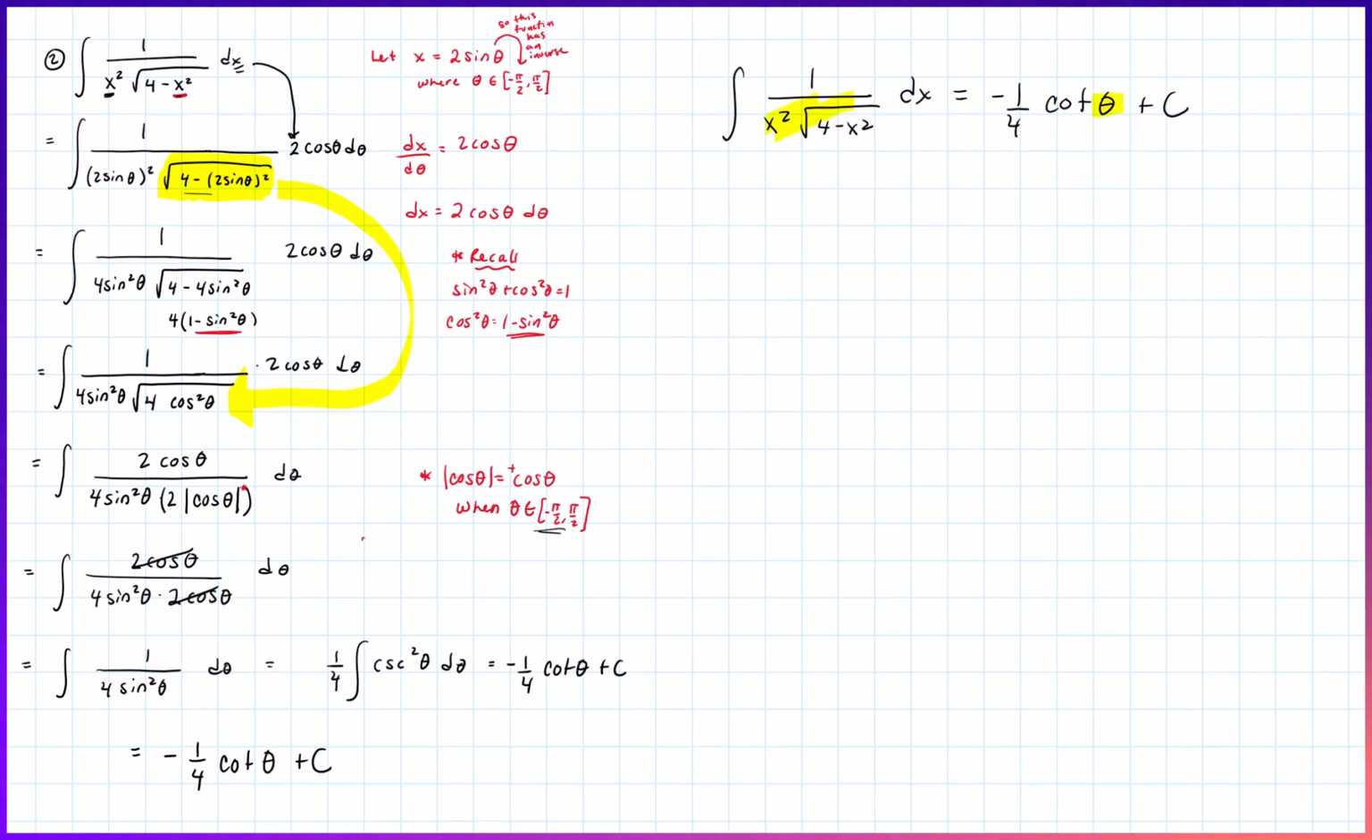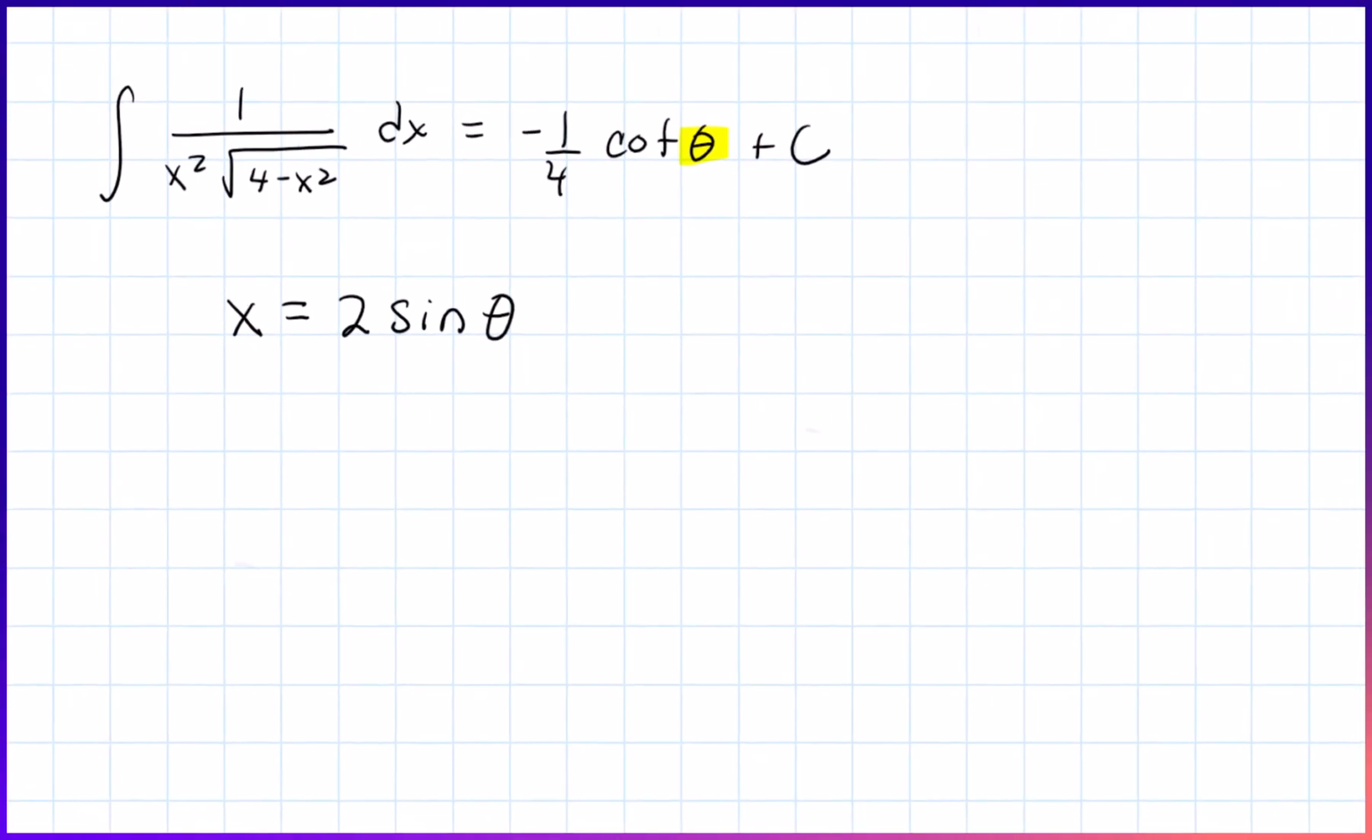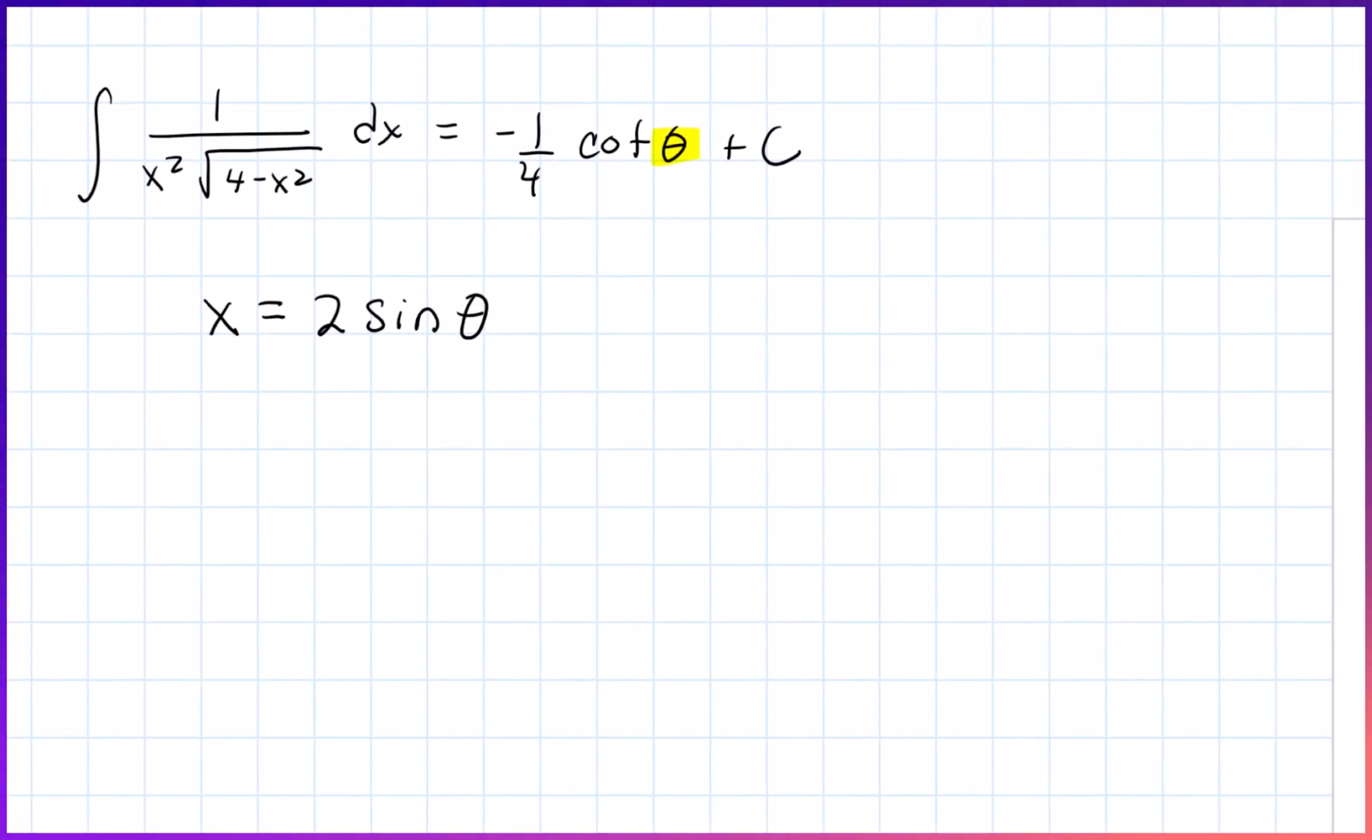So how do we do that, right? We're integrating in terms of x, but we've got an answer in terms of theta. So what we have to do is utilize how we defined x, which was equal to 2 sine of theta. How did we create that relationship so that we can get back to it? And this is where we use the inverse property.